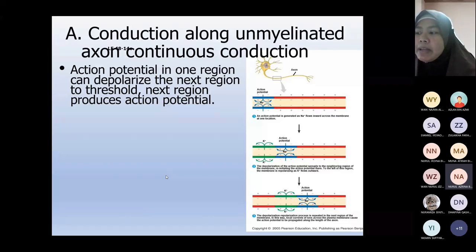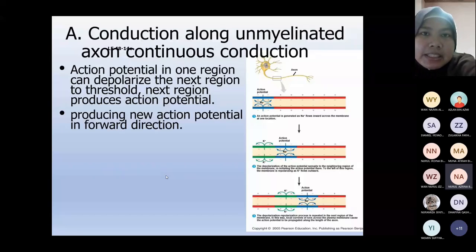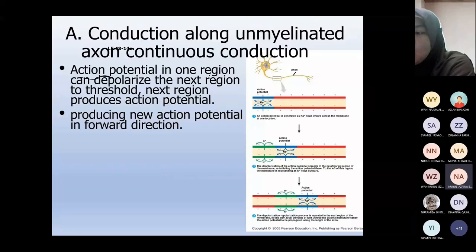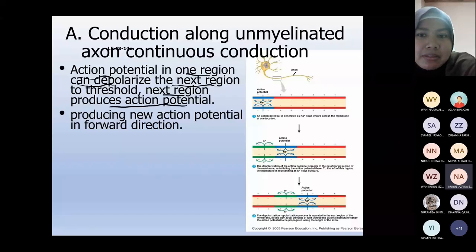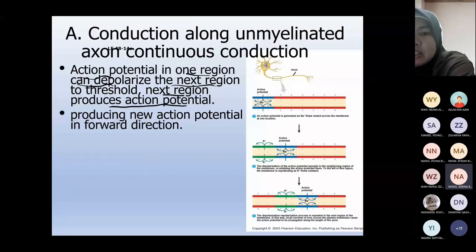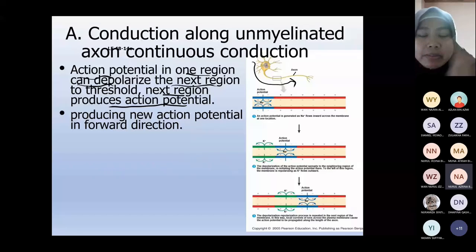Okay, right. So what happens is action potential in one region can depolarize the next region to reach the threshold, and thus the next region will produce action potential. Okay. Right, so imagine here, look at this picture, the right side. Impulse is moving from the dendrite to the axon. So that is the direction of impulse, from the dendrite towards the axon terminal. Okay, so in other words, impulse is transferred in one direction only, from the dendrites towards the axon, right?